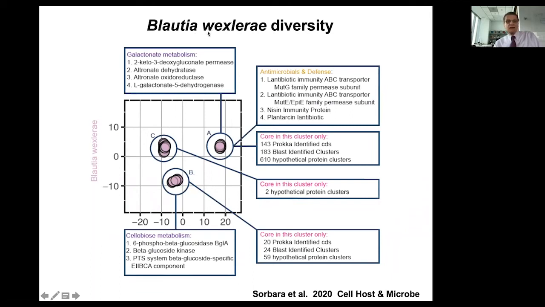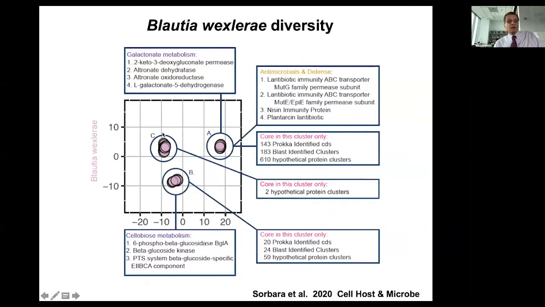We've been digging around in the colon for quite a long time, so we've developed a fascination with bugs like Blautia wexlerae, which essentially all humans have. And now we know that there are within the Blautia wexlerae 3 different clades. And some of them are fascinating and unique in terms of clade A expresses antibiotic immunity genes and also a nisin immunity protein. So this may play a role in suppressing things like VRE or even Listeria, for example, which is very sensitive to antibiotics.